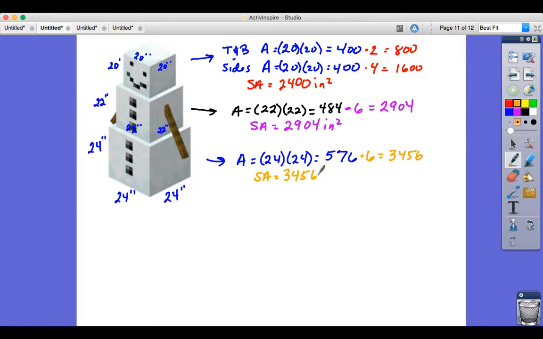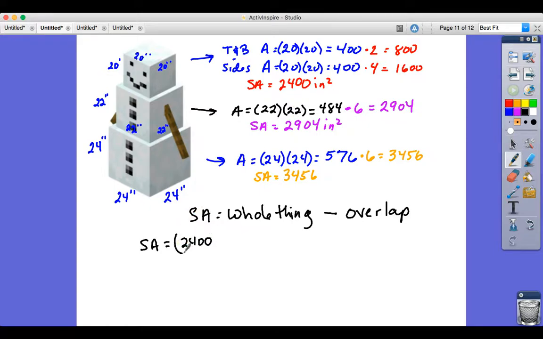So now, remember that in order to get the surface area of this, so surface area is the whole thing minus the overlap. Okay, the pieces that overlap. So now, in order to get the whole thing, we get that 2,400 plus 2,904 plus 3,456.